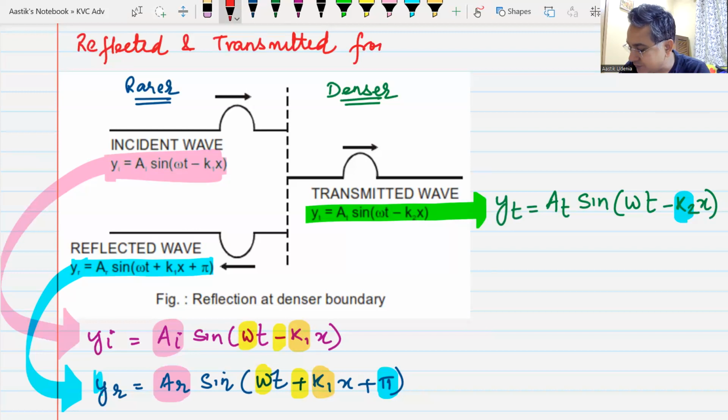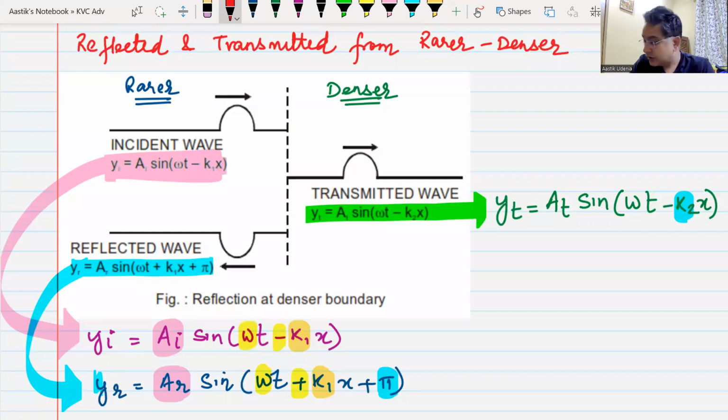From which medium? From rarer to denser. And I'll now give you 2 minutes to draw the diagram and understand it as it is, and try to write the equations on your own.